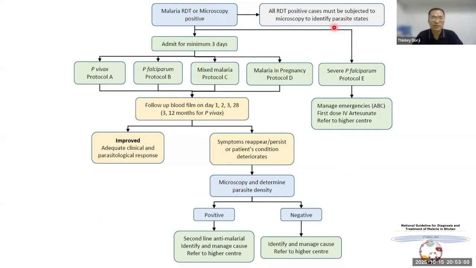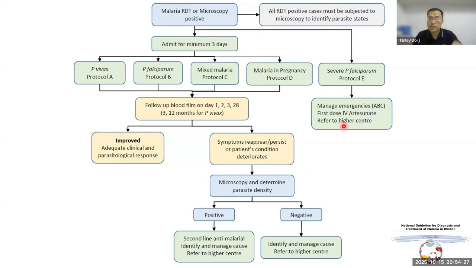This is the overall schema for the management of the patient, where if you detect malaria based on a positive RDT, it must be subjected to microscopy to assess the parasite stages. The guideline recommends admission for a minimum of 3 days, but if you're in a primary healthcare center or if there are plenty of hospital beds in your hospital, you can keep the patient for the entire duration of the course required. Based on the diagnosis, you will deliver protocol A, B, C, or D. Or if it is severe malaria, you will initiate protocol E.